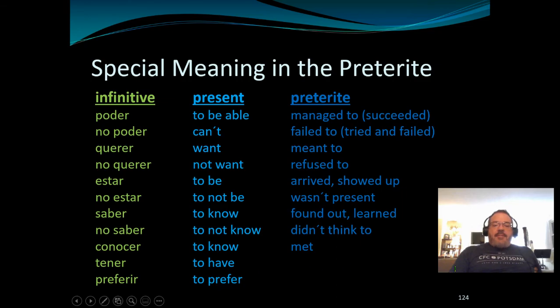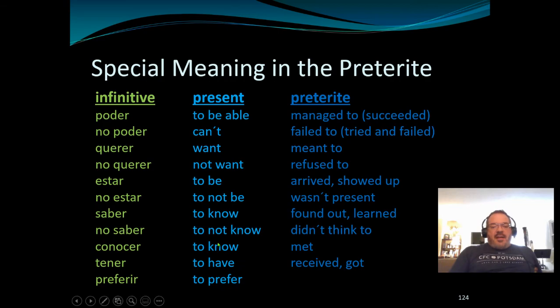Tener is to have. Doesn't mean I had in the past. It means I received or I got something. So, hey, what, did you get your grades? Yeah, I got my grades. I got a 90. Okay, I got a 90 means I received a 90. It's not that I had a 90, it's that I got a 90.